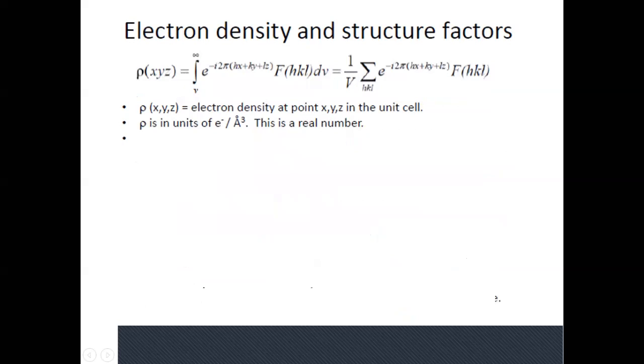So as I said, rho is the electron density at any point in the unit cell. Its units are electrons per angstrom cubed. This is actually a real number, and when we start solving crystal structures, in the very old days when you would first open an initial solution for a crystal structure, it would show you just regions of electron density in the crystal lattice. So you had to go in and identify what types of atoms were found at those regions of electron density.